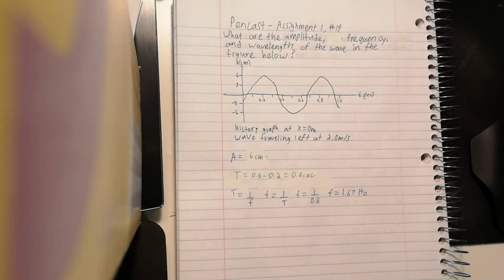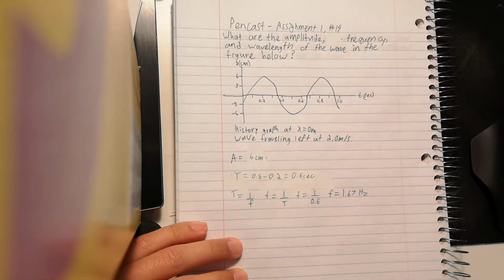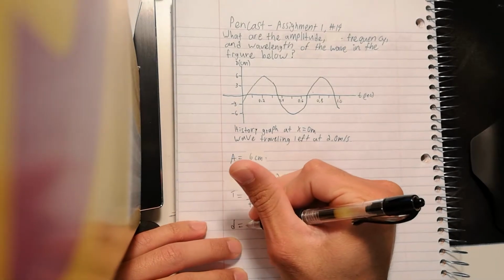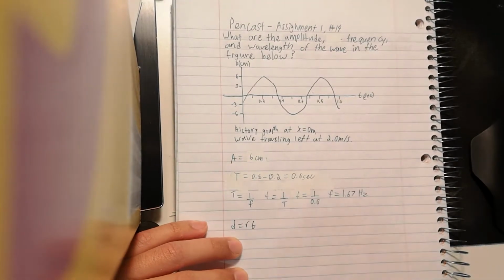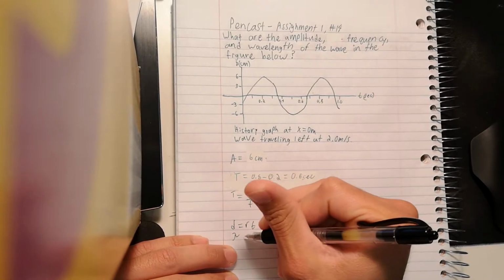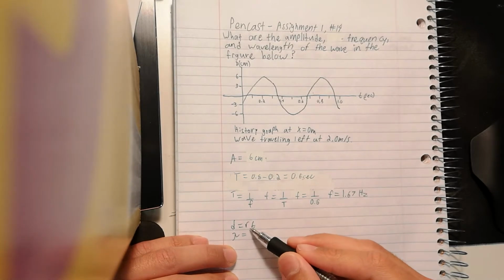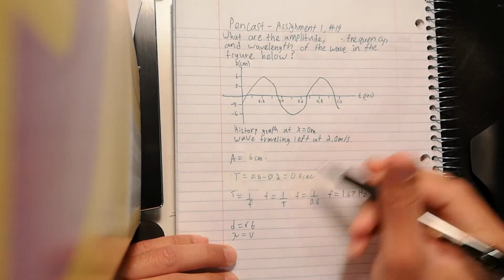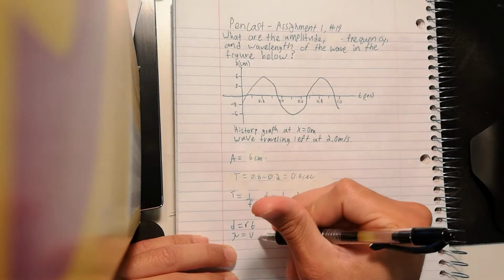Okay, so now that we have those two, we can look for the wavelength. For wavelength, we're just going to do the basic d equals rt equation. In this case, our d would be the wavelength, the r would be the velocity they gave us, and the t would be the time.